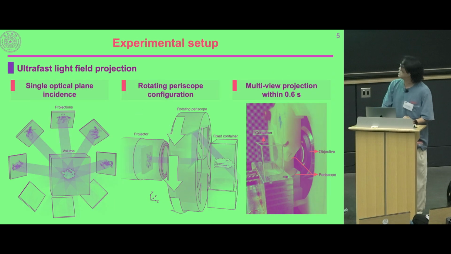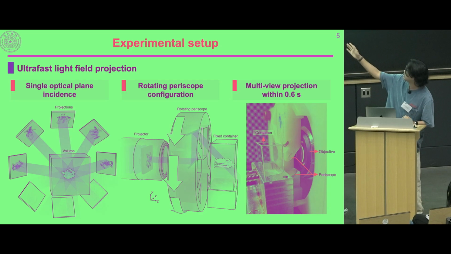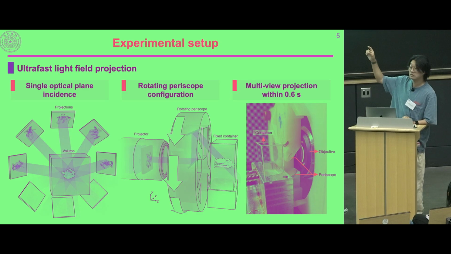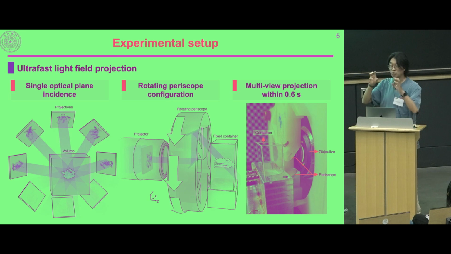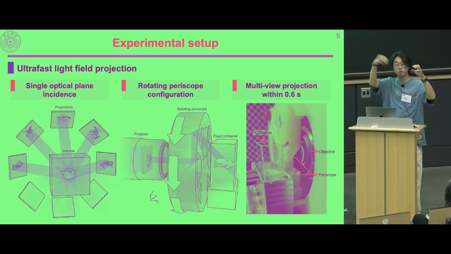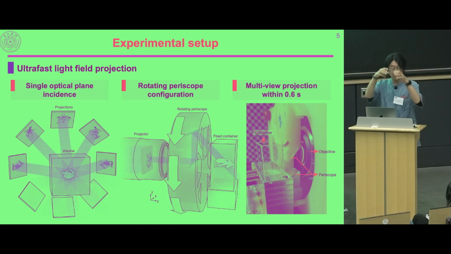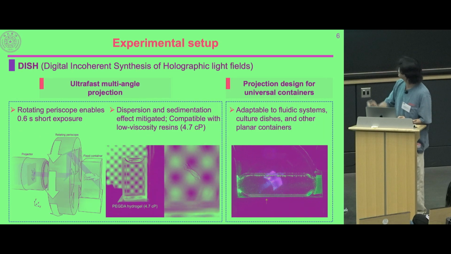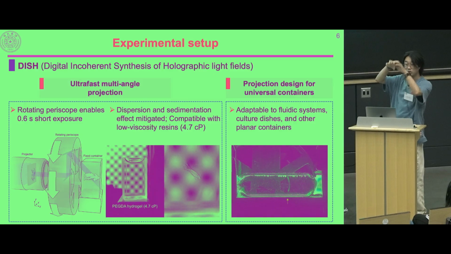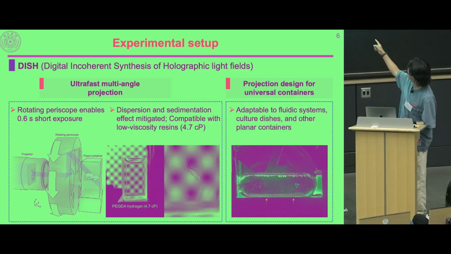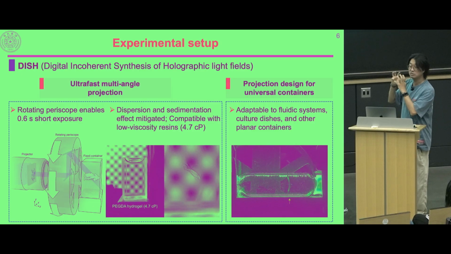This is the idea of our concept. We place the DMD projection in front of the vat, and then we attach a periscope module inside the vat, and we rotate it very fast. Then we can deliver the 3D volumetric projection from multiple angles. Normally we project 1,800 angles within 0.6 seconds. In this way, as you see in this video, we shine the light for one circle, then we can generate the 3D printed structure immediately by using photo cross-linking.